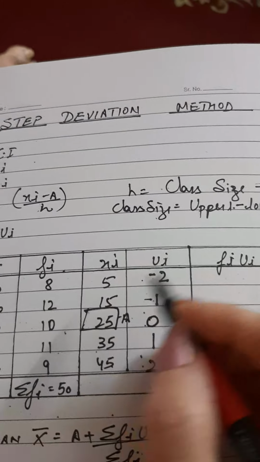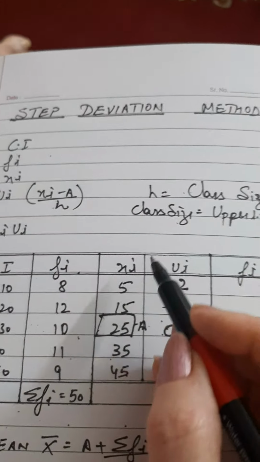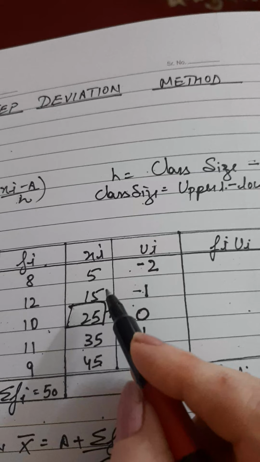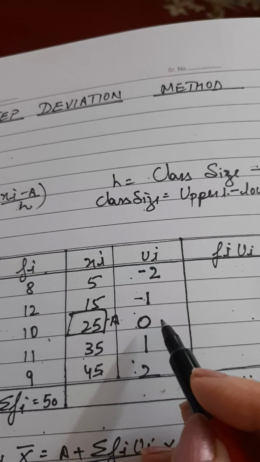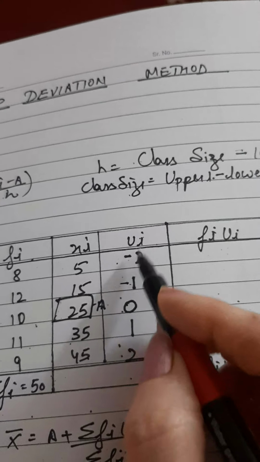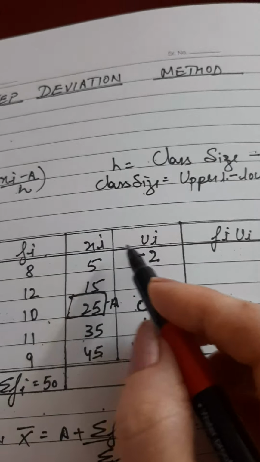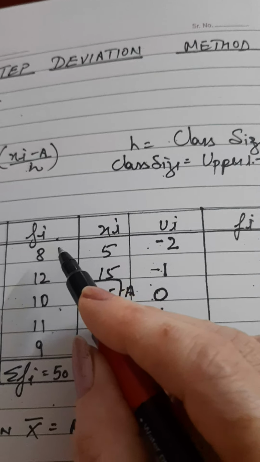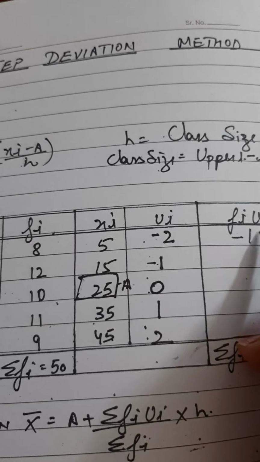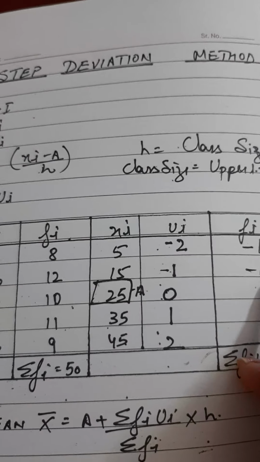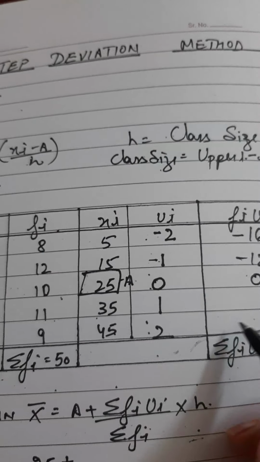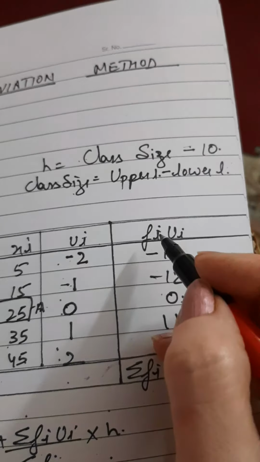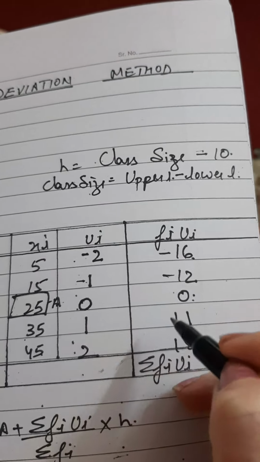Clear? But there is no need to apply this formula. I am telling you the simple trick for this method. In place of the value which you assumed as 25, in front of that write 0. After that, just upwards minus 1, minus 2, downwards 1, 2. Now just multiply fi and ui to find this last column. So fi is 8, ui is minus 2, it gives you minus 16. 12 into minus 1, minus 12. 10 into 0, 0. 11 into 1, 11. 9 into 2, 18. Again, minus and plus, both values are given here.